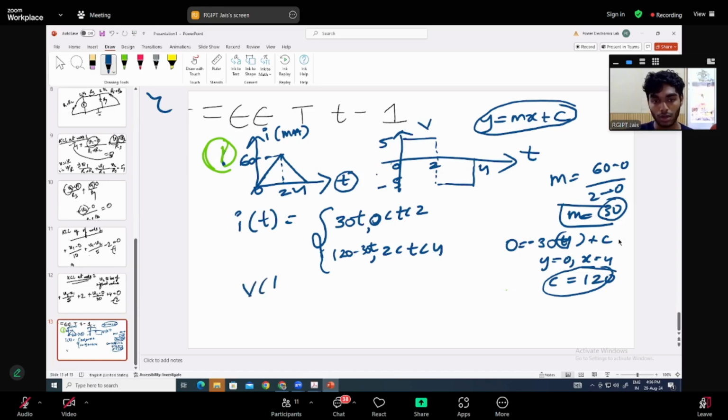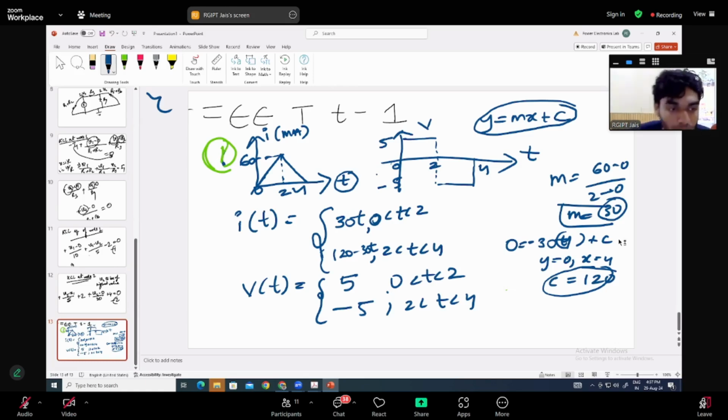Now similarly, we'll be doing this for the voltage. We'll be breaking down this graph into two intervals. This is one interval and the other interval is this. See, this is not as complicated as current. Here we have only one highest voltage, that is 5, and the lowest voltage, that is minus 5. So in the interval of 0 to 2, the maximum voltage it is reaching is 5, and in the interval 2 to 4, the voltage it is reaching is minus 5. So that's it, you have got this. Okay, is it clear till now?